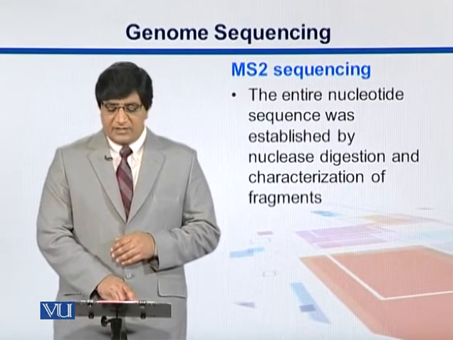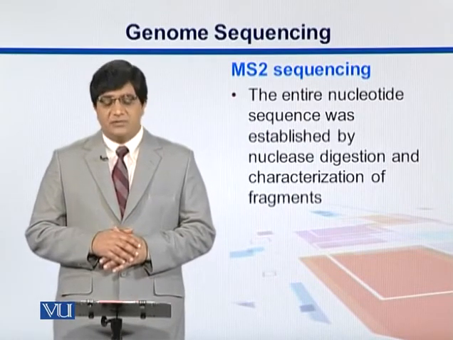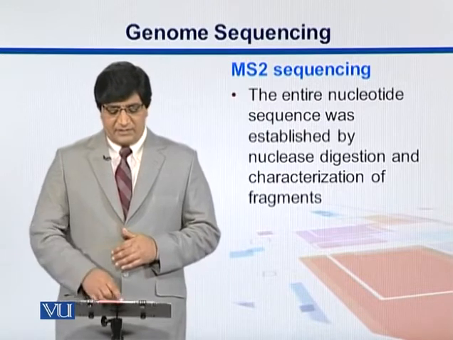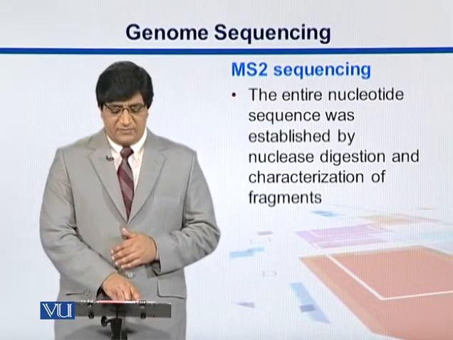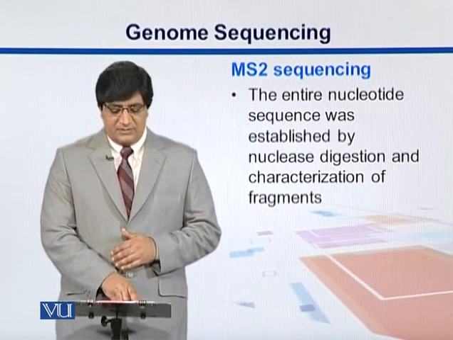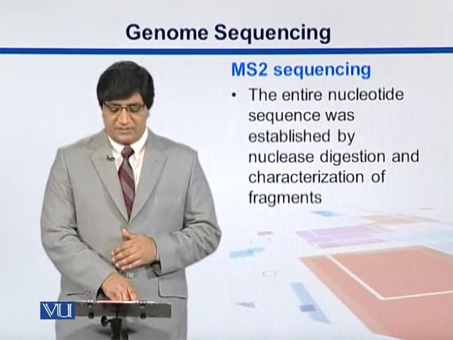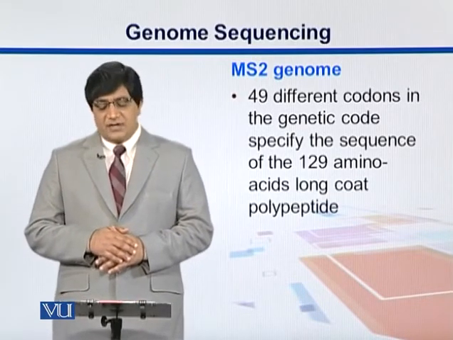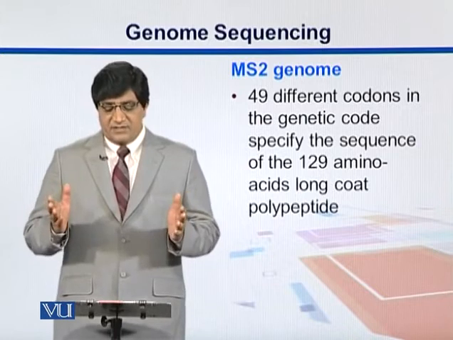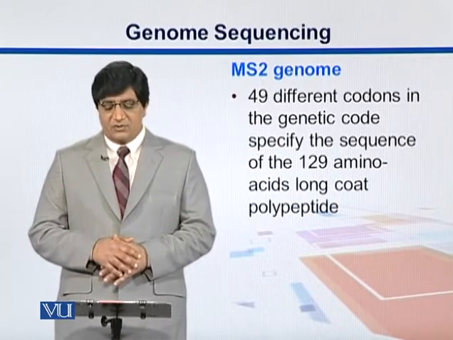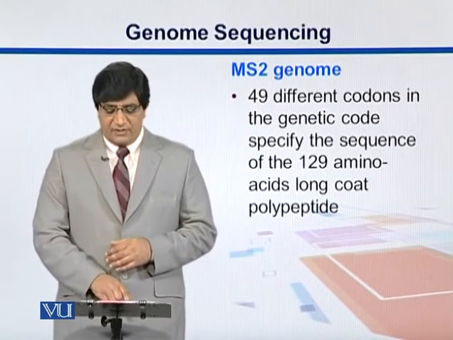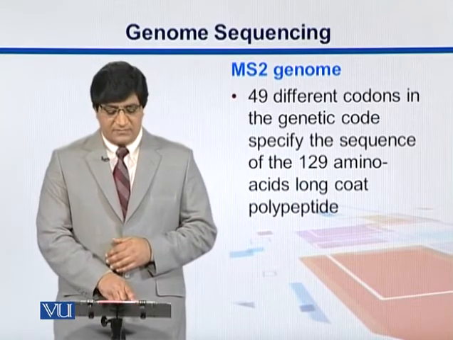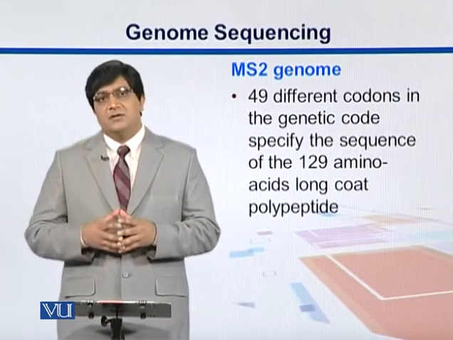The entire nucleotide sequence was established by nuclease digestion and characterization of the fragments. So we have enzymatic digestion of these nucleotides, and they were sequenced with the help of that. In total, we have seen that it has 49 different codons that code for 129 amino acids, which gives a long coat protein.